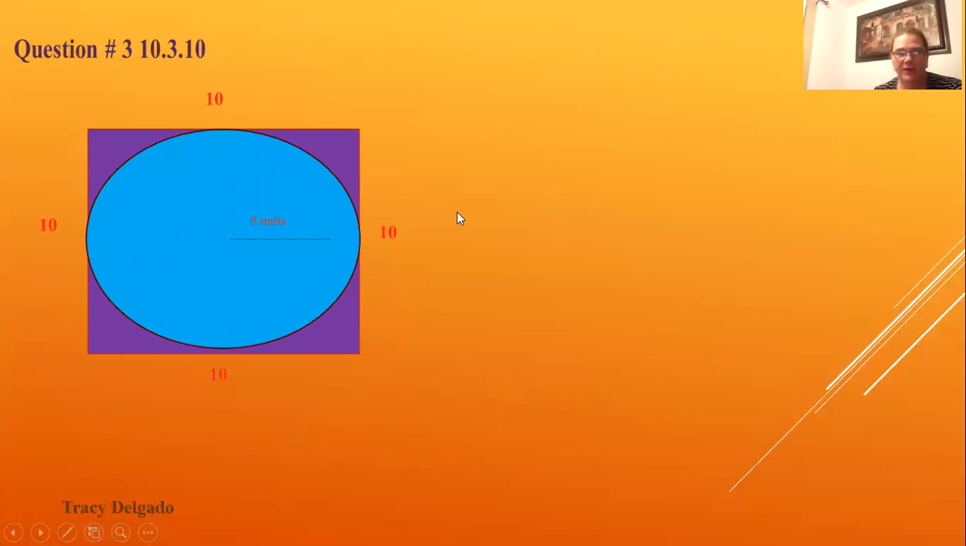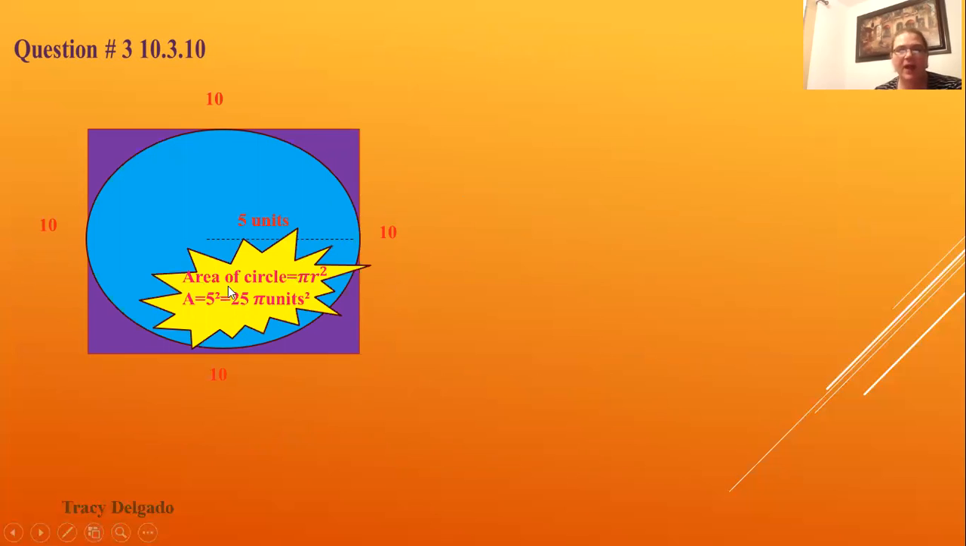Okay, I have my square and circle here. So now we're going to determine the area of the circle. We have 10 here, so that means the radius of this circle is going to be half of 10, which gives us 5 units. To determine the area of the circle is pi r squared. So the area is pi times 5 squared, and that equals 25 pi units squared.